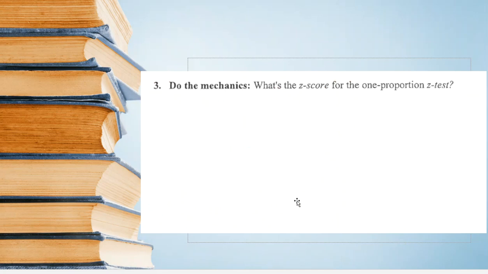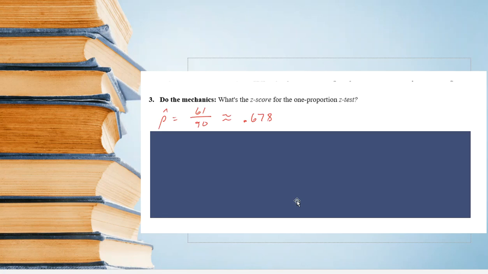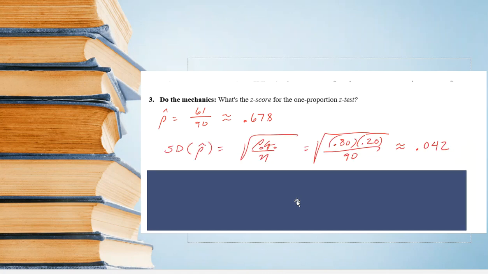All right, so now it's time to actually do the mathematics. So we're going to try and get the z-score here. If you recall, the first thing we need to figure out is our sample statistic. They said 61 out of 90 passed the DMV test, so we could do that. All right, then we're going to calculate the standard deviation for that. So we do the square root of 0.80 times 0.20 over 90. This is what we're expecting.